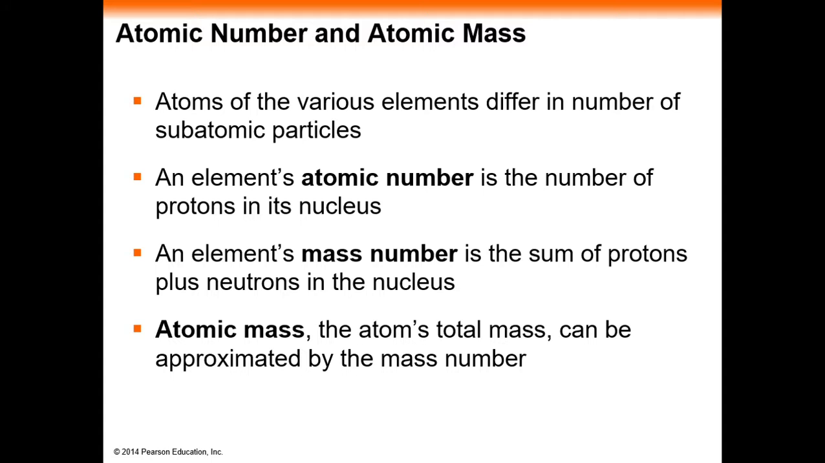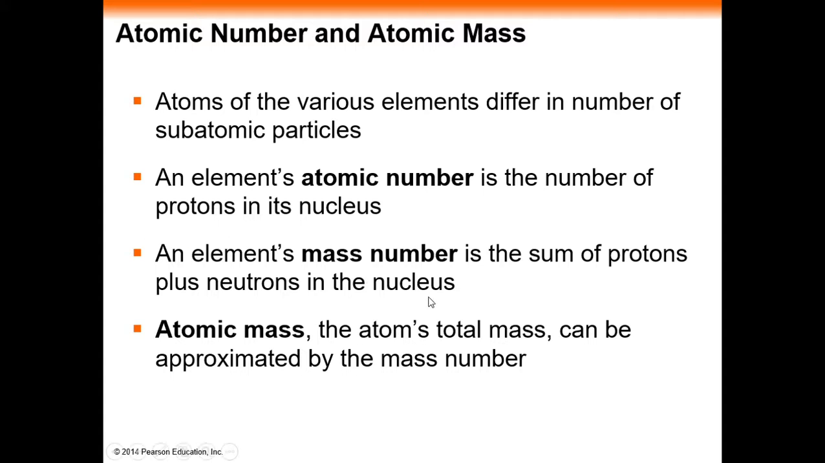By definition, if there are 15 protons in an atom's nucleus and the atomic number is 15, we know by definition that atom is a phosphorus atom, and it's the element of phosphorus. So again, the atomic number is the number of protons in the nucleus, and that identifies what element that atom belongs to.